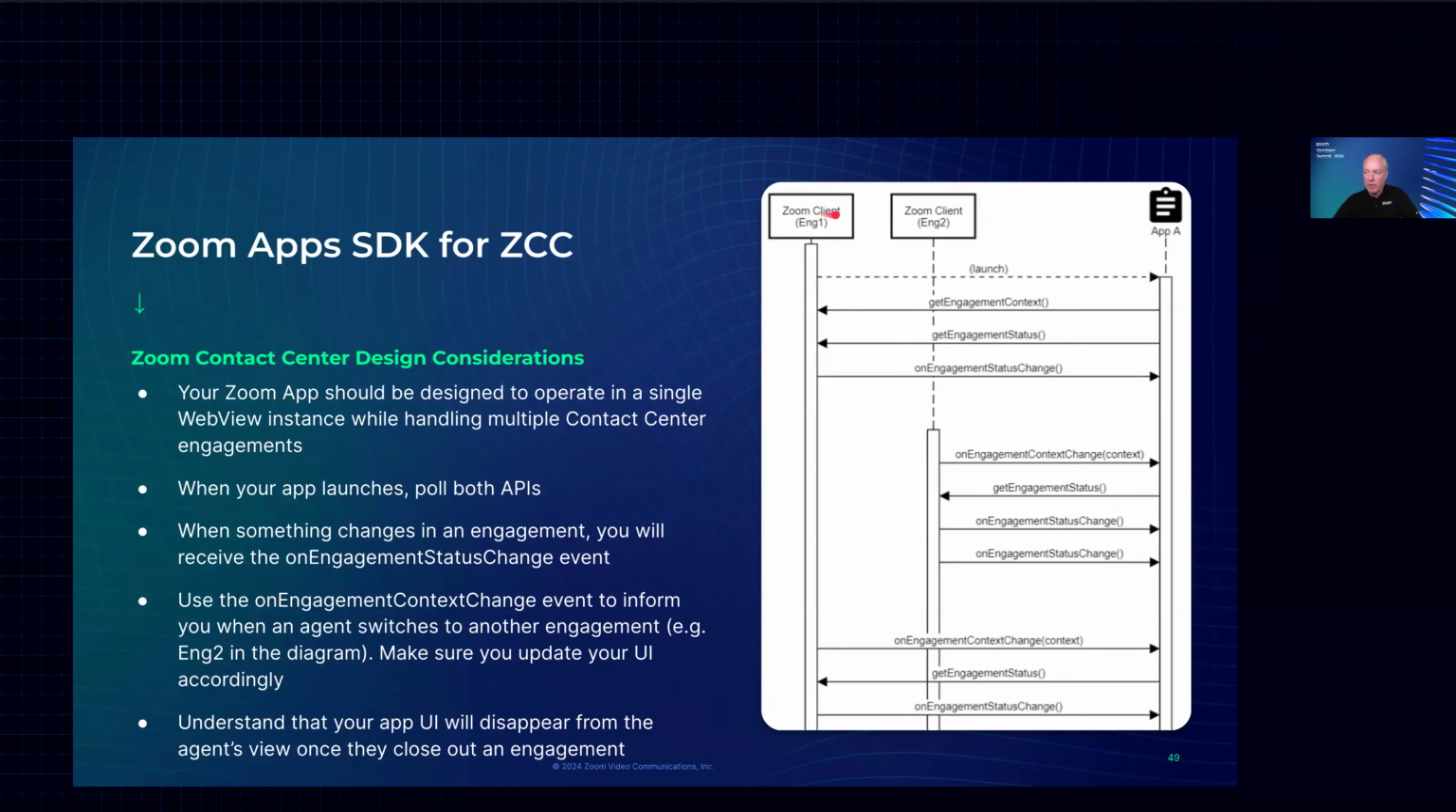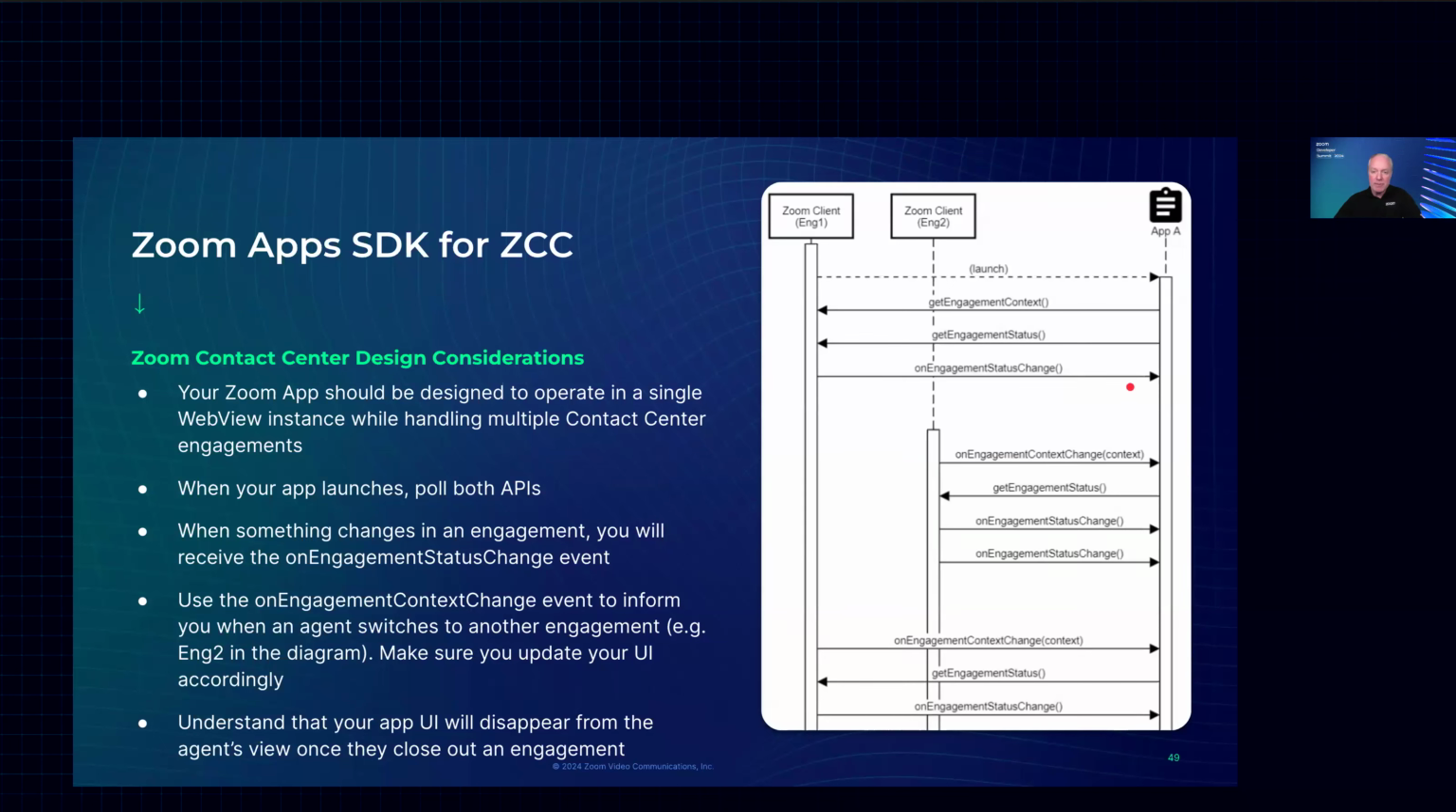So the agent has both of these active engagements running, and the agent clicks on engagement 1. From there, your web view instance is going to launch if it wasn't launched already. When your web view instance launches and your app is running, you're going to call get engagement context and get engagement status because you want to know information about that engagement. If anything changes in that engagement, like maybe the agent went into wrap up, you're going to receive an on engagement status change event, letting you know that that engagement is now in wrap up and you can take that information and do something accordingly in your application.